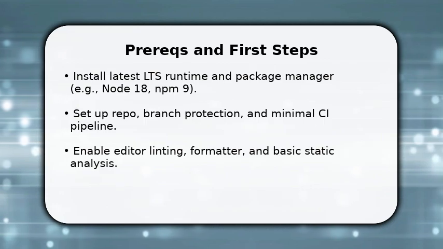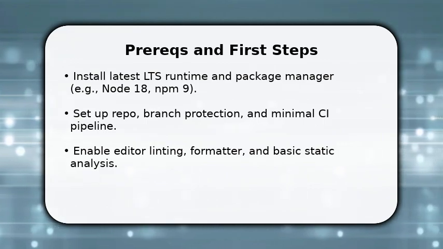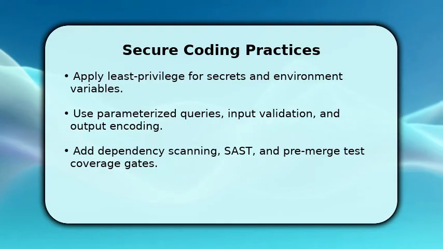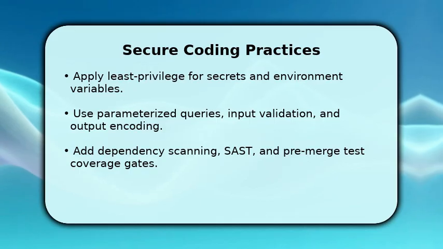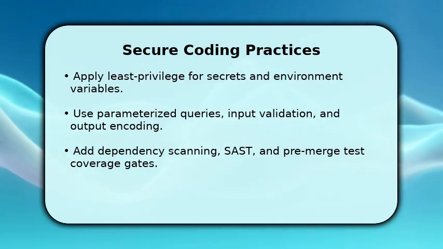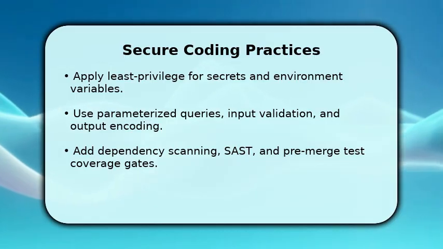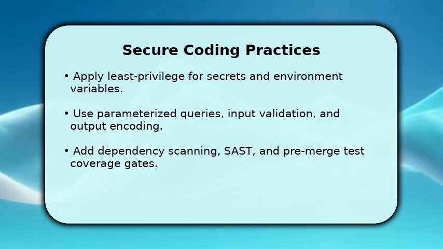Next, harden how the code handles data and dependencies. Enforce least privilege for secrets and inject them via secure stores, not checked-in files. Validate and sanitize inputs, use parameterized queries, and encode outputs to avoid injection attacks. Integrate dependency scanning and static application security testing into CI to catch vulnerable libraries and common patterns.